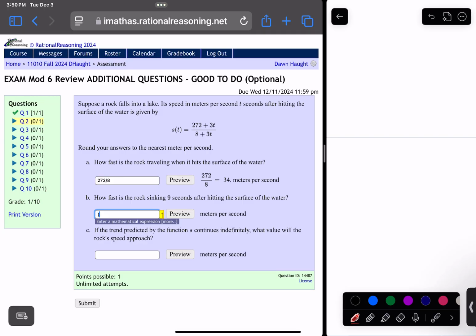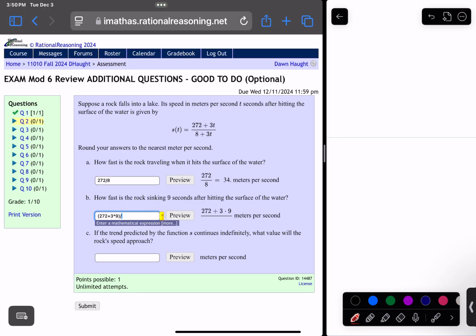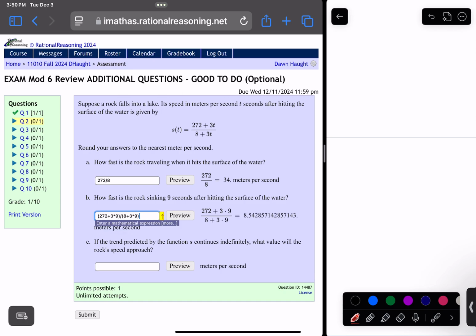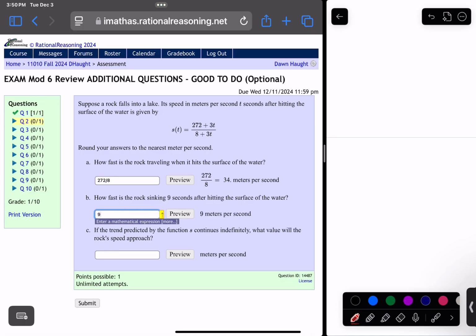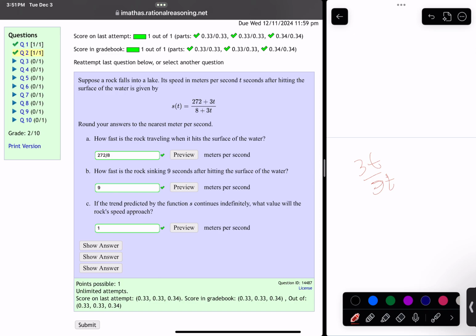We did this one before. We're going to do 272 plus 3 times 9, divided by 8, and I'm going to put the top and the bottom in parentheses, plus 3 times 9. You'll see my top and bottom are clearly defined, and I replace the t with 9. Rounded to the nearest meter per second, that 8.5, I'm going to round up to 9. And if the trend continues, 3t divided by 3t, as those get very large, it just goes to 1. So the first and second questions are very similar.